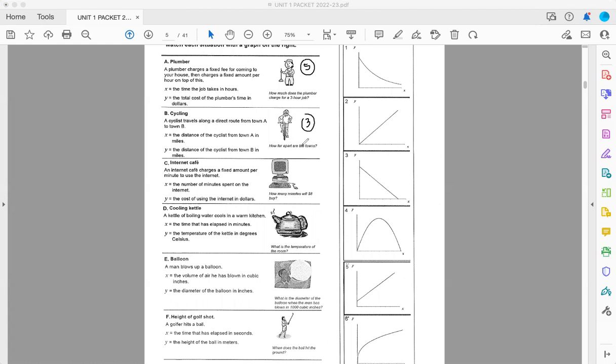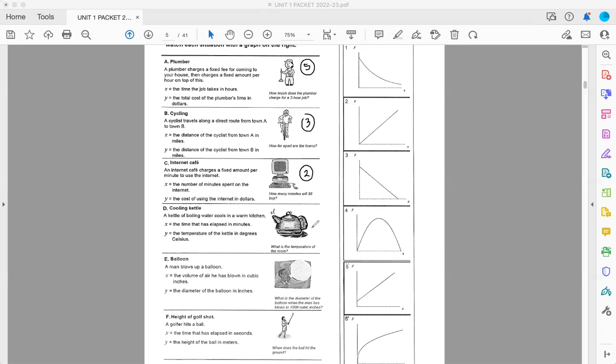For C, internet cafe. An internet cafe charges a fixed amount per minute to use the internet. So this is again linear. There's a fixed amount. We're not charging an additional fee, let's say an entrance fee to the cafe. So we know automatically that this is linear and it starts at (0, 0), meaning that if you use the internet for 0 minutes, you'll pay $0. For this reason, graph 2 represents this scenario.